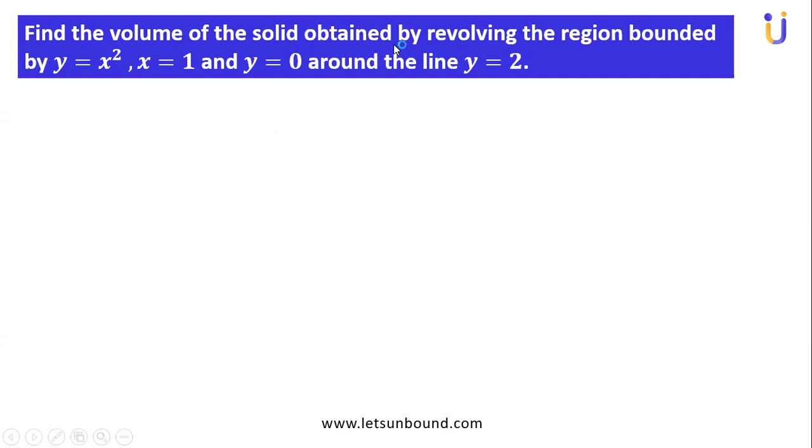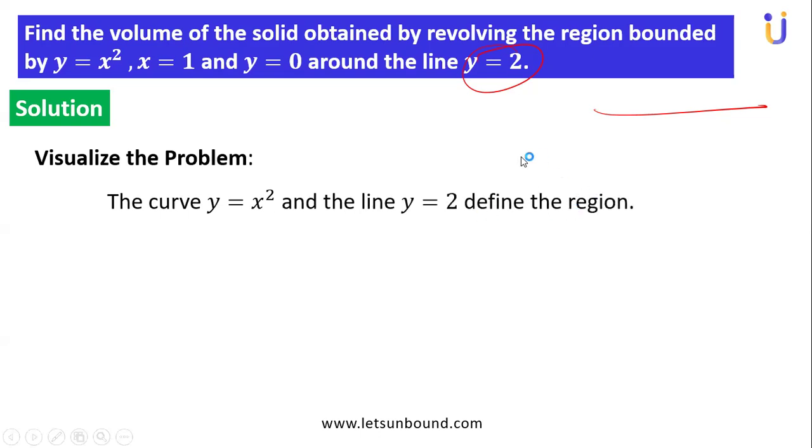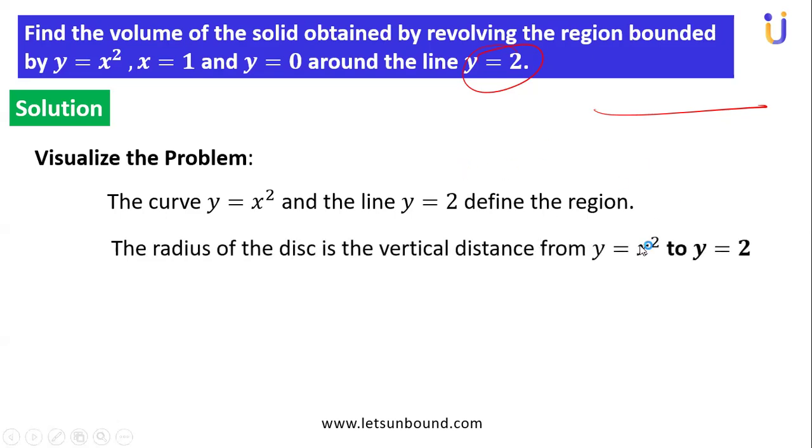Now find the volume of the solid obtained by revolving the region bounded by y = x squared, x = 1, y = 0 around the line y = 2. So it's a horizontal case. Now, visualize the problem: y equals x square and the line y equals 2. These define the region. The radius of the disk is the vertical distance from this to this. Above comes first, right? So 2 minus x square. That's it. You got r of x.